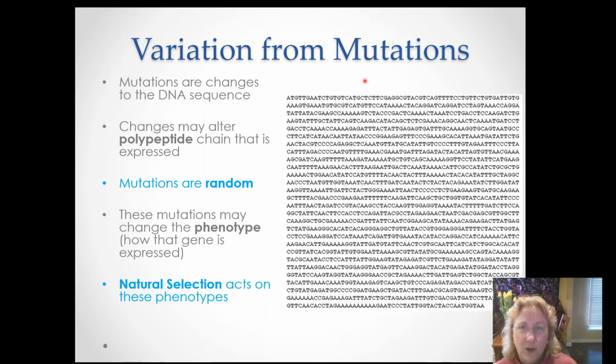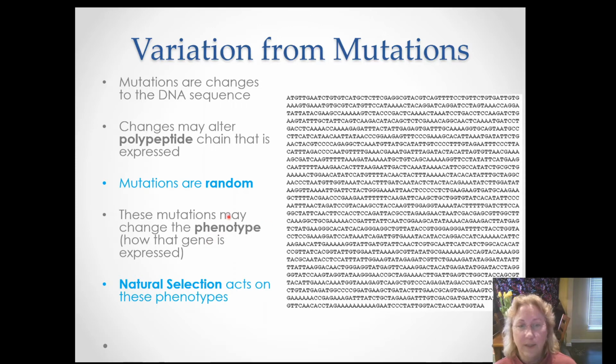The old definition of a mutation was anything we could see in the organism's phenotype. So there had to be some kind of visible change in the organism for that to be called a mutation. And now we say a mutation is any change to the DNA. So any change to even one of these letters in a particular individual that would be passed on to the next generation, we would call that a mutation. So a mutation may not affect the phenotype of the organism.